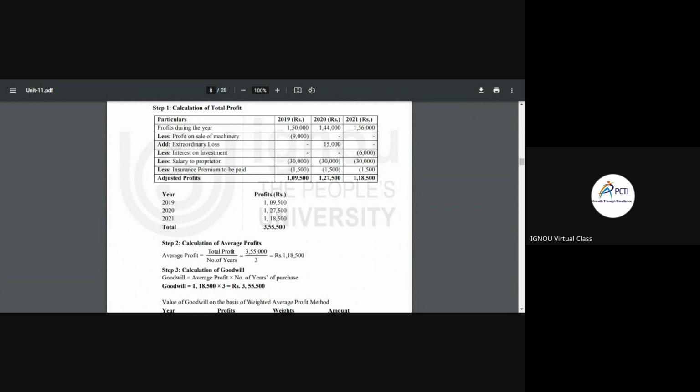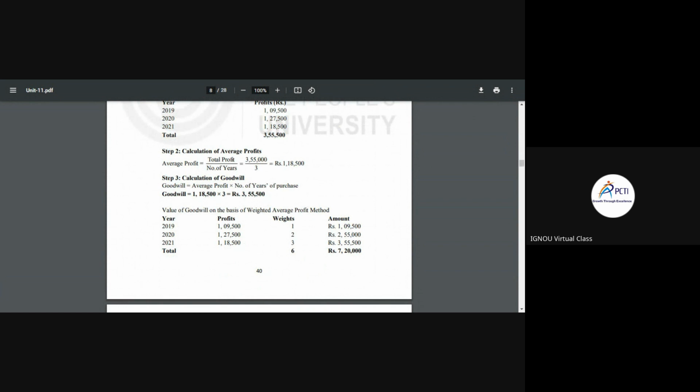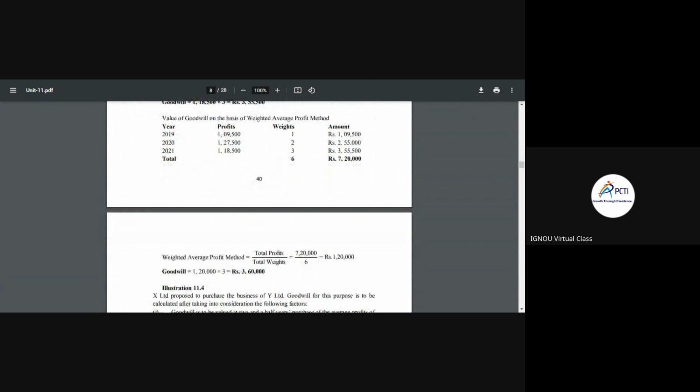First of all, we calculate the total profit. Then in step 2, we calculate the average profit. The formula which we already discussed, total profit divided by number of years, gives us the average profit. In step 3, we have calculation of goodwill, and the formula for this will be average profit multiplied by number of years of purchase. So the goodwill is equal to 1,18,500 multiplied by 3. Like this, we can calculate the year, profit, weights and the amount. And in the end, we have the weighted average profit and the goodwill.